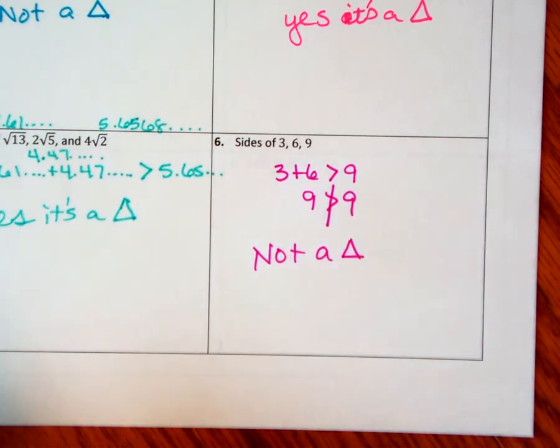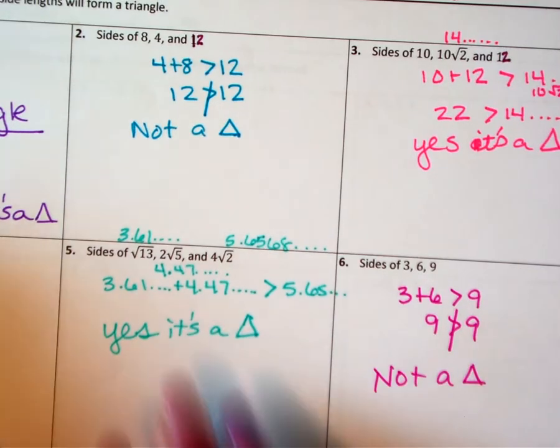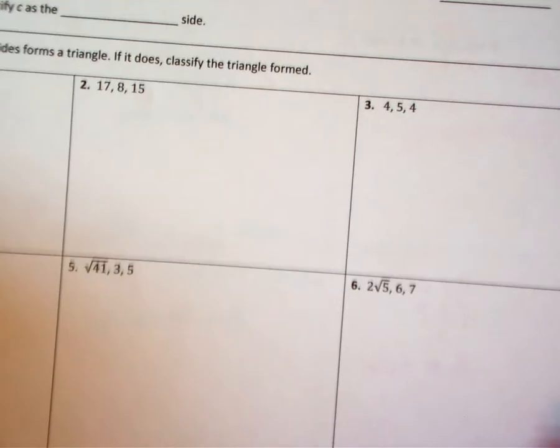Okay, so that's all we're doing for the triangle inequality theorem. Okay, the second part of this lesson, though, is the converse of that.